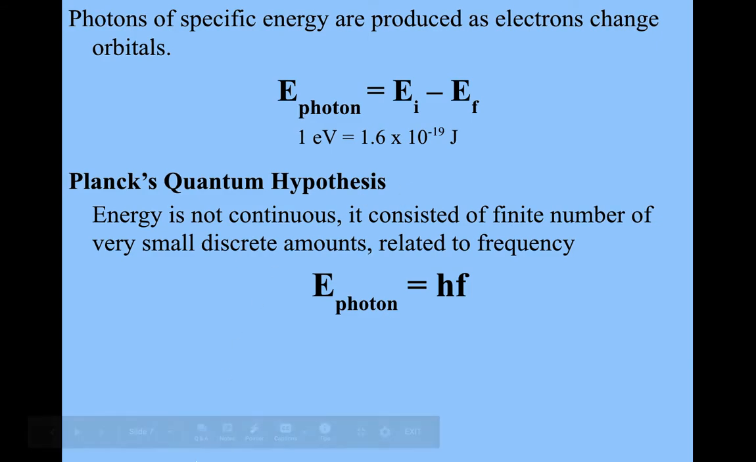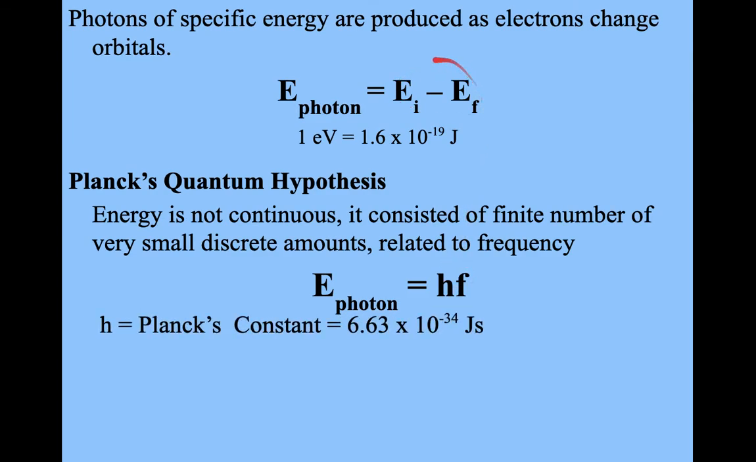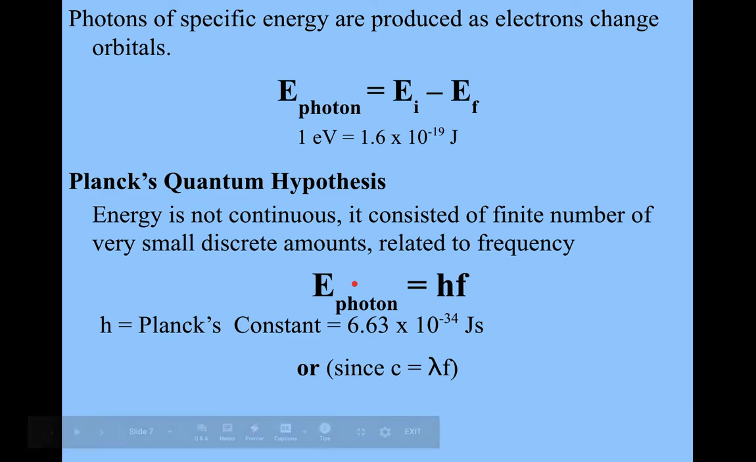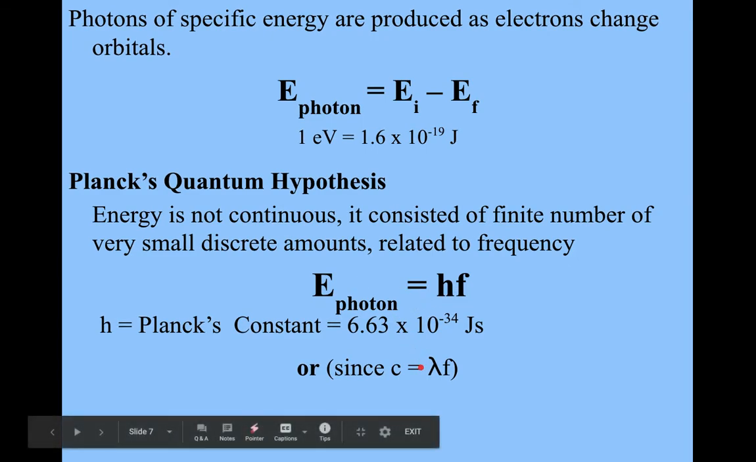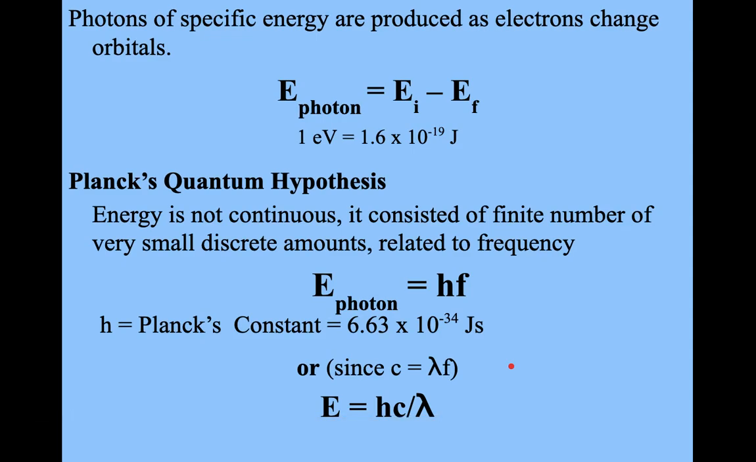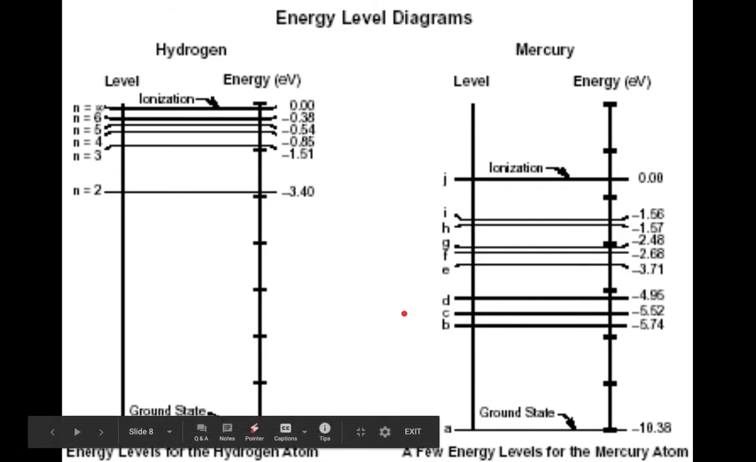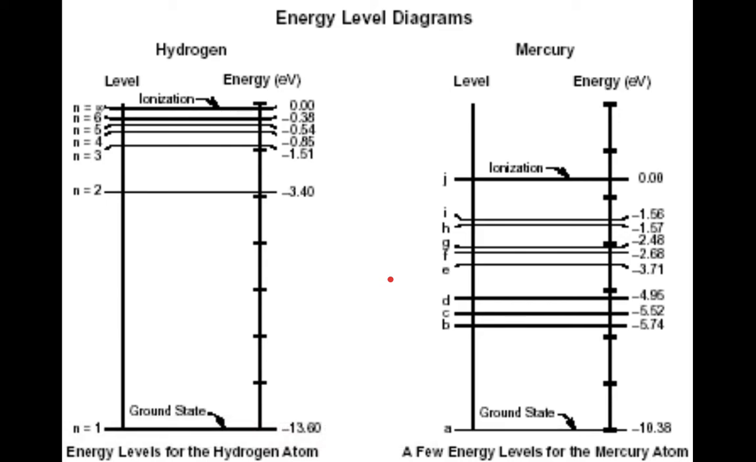So of course, you can take this and make it equal to this. Planck's constant is 6.63 times 10 to the negative 34th, so E equals hf. Because we have from our last unit the most important equation, c equals wavelength times frequency, we can substitute in for frequency and get c over wavelength, so E equals hc over wavelength. This is actually from your reference table. These are the Bohr model electron diagrams.